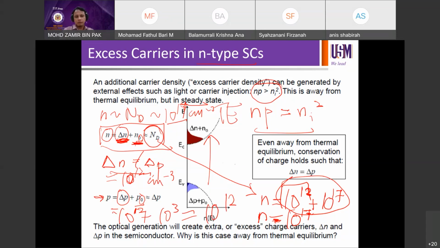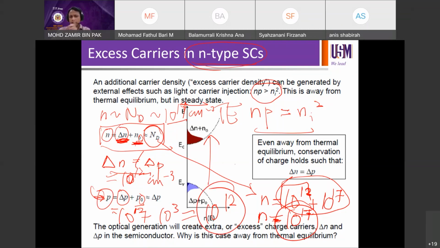So what does it mean? In N-type, electrons are majority carriers. When you have excess carriers of 10 to the 12, which is way smaller than your original carrier concentration in N-type, it will not change the concentration of your majority carriers. So it stays at 10 to the 17, even though you've got excess carriers. However, your minority carriers will change, because they start off at 10 to the 3 and you are introducing 10 to the 12. Your new hole concentration will be dependent on your minority carrier concentration.